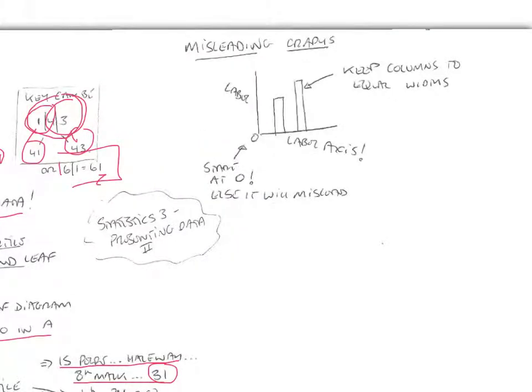Now just some quick tips on making sure our graphs are never misleading. Always make sure to label both axes, always. As far as possible, start at 0, otherwise that can be misleading to people, and keep columns to equal widths as well. Don't start messing around with column widths. Keep everything the same as much as possible.